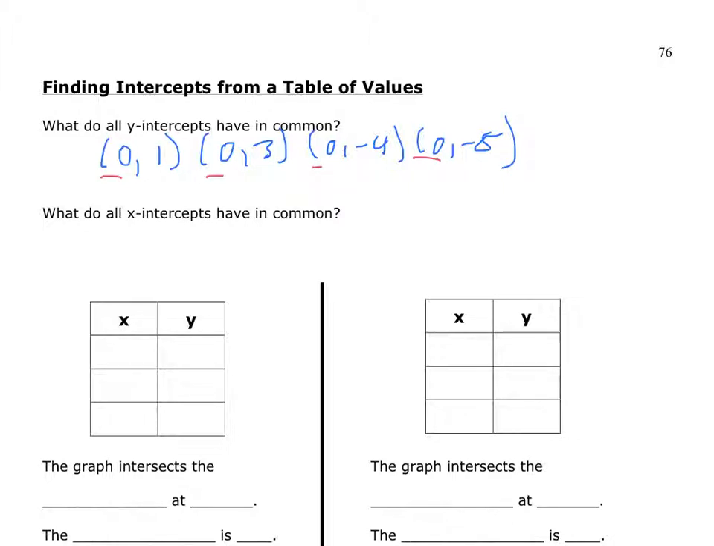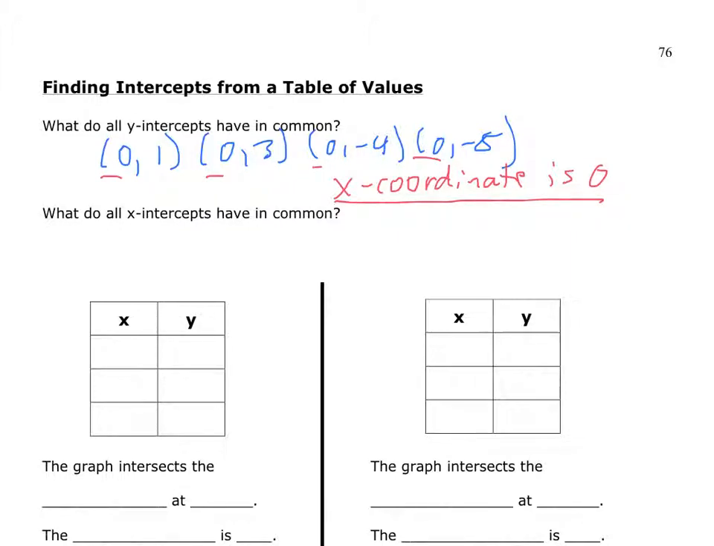So what do they have in common? The x coordinate is 0. Okay, so when you have a y-intercept, your x coordinate is always 0. Okay, so what do all x-intercepts have in common?